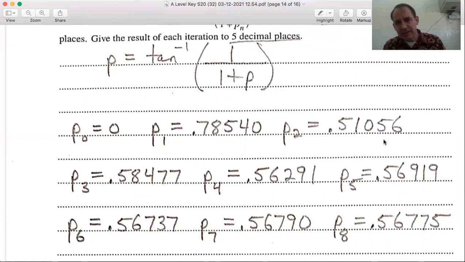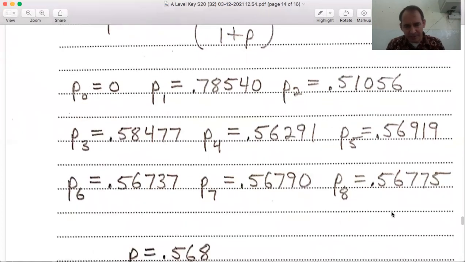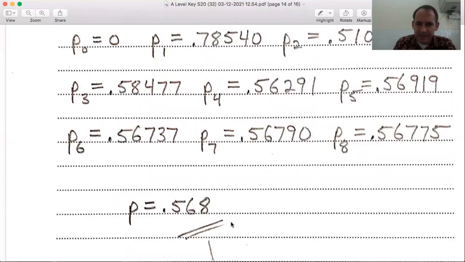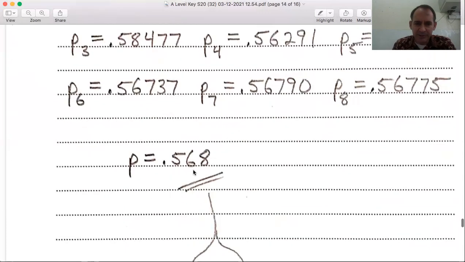So your second iteration is here, third, fourth, fifth, all the way up to your eighth. And you want it accurate to 3 decimal places. Right here, you have 7.3. Here you have 7.9. So you're not sure if it's going to round up or round down. And then when you do this one, you can see that obviously the 7 will be rounding up. So it's 0.568.